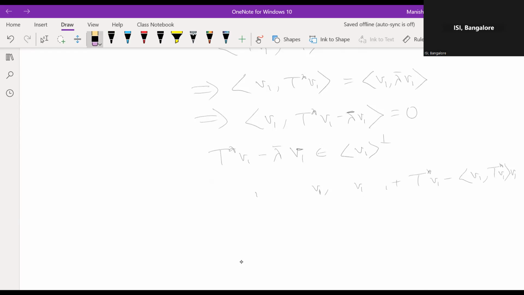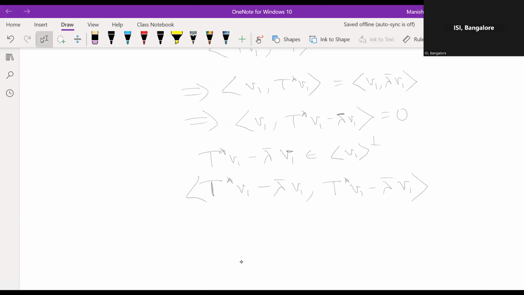Okay, what do we want? We want to show that T star V1 is lambda bar V1, right? That is what we want to show. So let's try to show it directly. T star V1 minus lambda bar V1, we want to show is 0. In an inner product space, the best way to show something is 0 is to take the inner product with itself and compute that it is 0. So let's compute this. And this is where we can use the fact that it's normal.